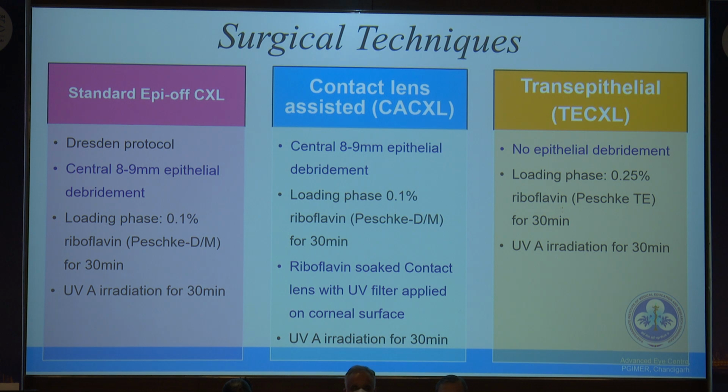Briefly describing our surgical technique, standard epi-off was done in accordance with the Dresden protocol involving central epithelial debridement and loading phase and UV radiation phase each of 30 minutes. Contact lens assisted was basically the same with the exception of the UV radiation phase, where a riboflavin soaked contact lens was applied to increase the effective corneal thickness. Whereas in transepithelial CXL, no epithelial debridement was done and the rest was the same.